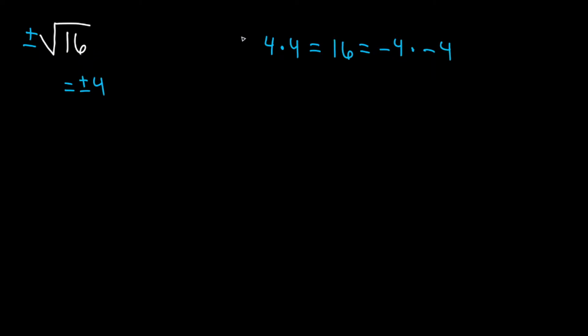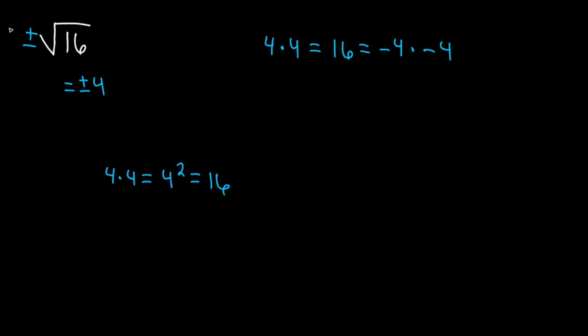Now, what else are we doing? What's the better way to think about this? What the square root is really doing is, if we take 4 and multiply it by 4, what are we doing to that number? We're squaring it. 4 times 4 is the same thing as 4 squared. And of course both of these equal 16.